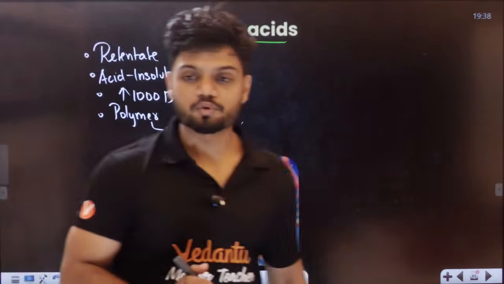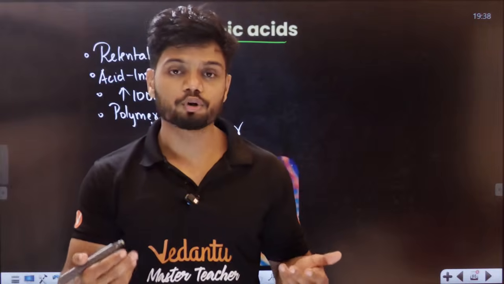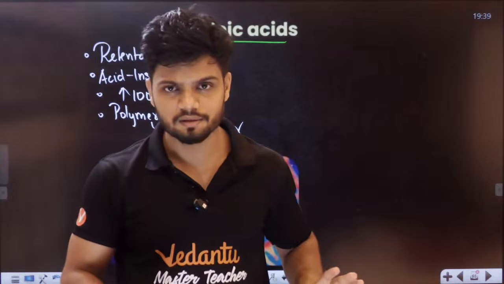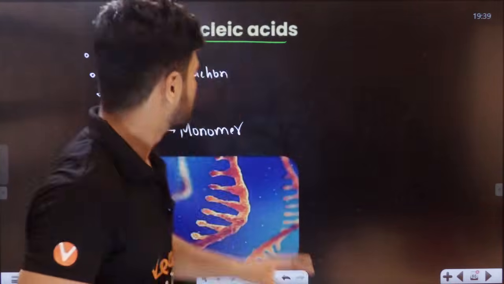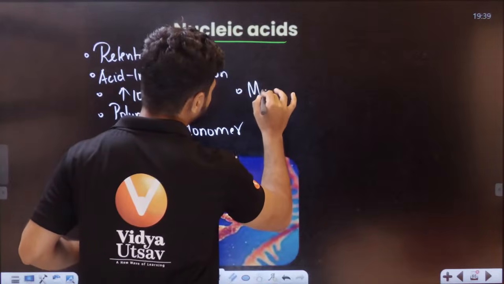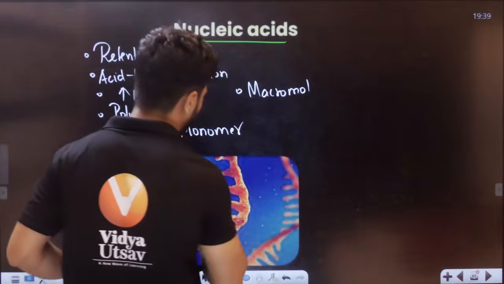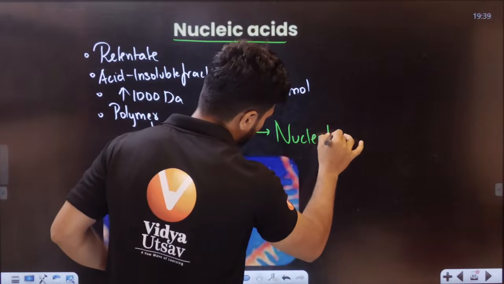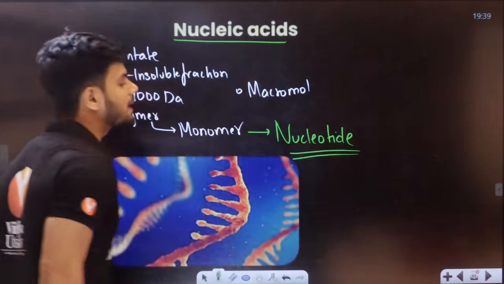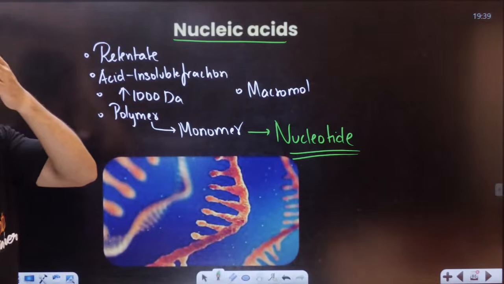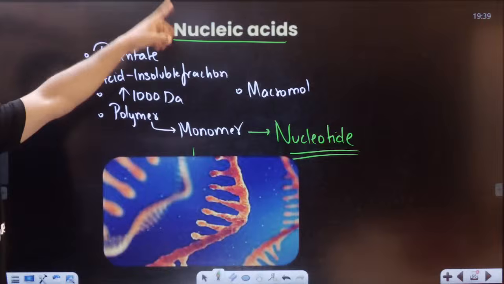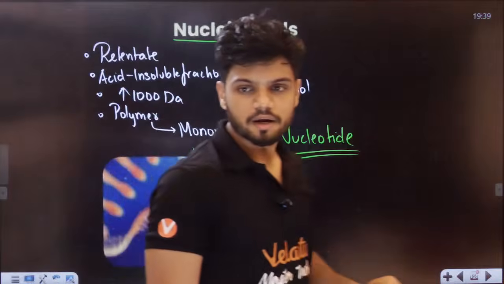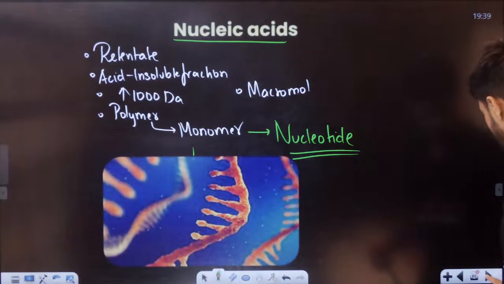Like how protein, students, is a polymer. Protein is made up of amino acid, amino acid, amino acid, a lot of amino acids. Yes or no? So what is the monomer here? In the case of this biomacromolecule, what is the monomer? The monomer is nothing but nucleotide. Nucleotide is going to be the monomer in the case of nucleic acid, students.